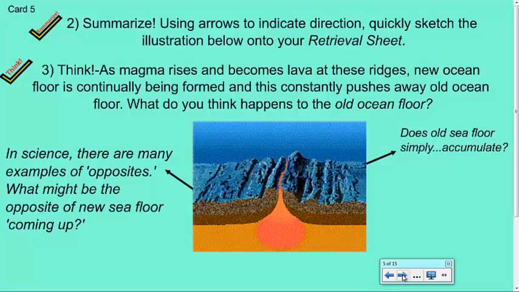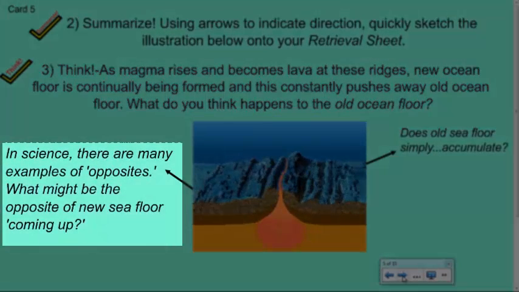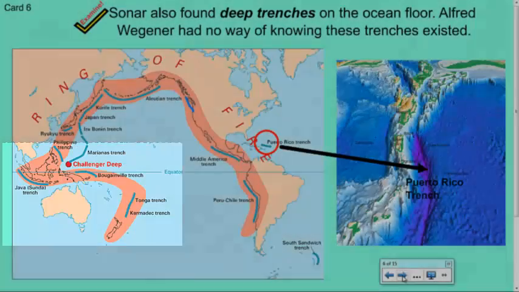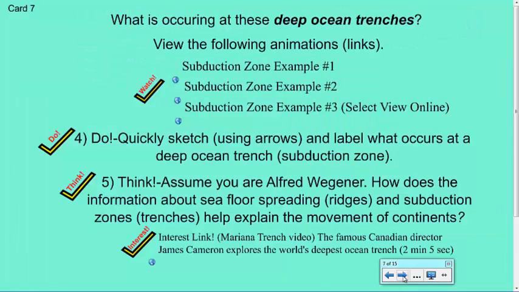After that, in this card, we see seafloor spreading. They put it in a retrieval guide. And the question is, does old seafloor simply accumulate? In science, there's many examples of opposites. What might be the opposite of new seafloor coming up? And of course, then we show them sonar found deep trenches. So they don't know something comes up, something goes down, and they have to speculate at this.